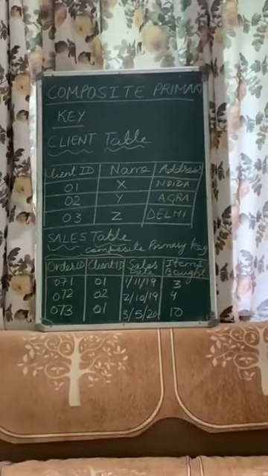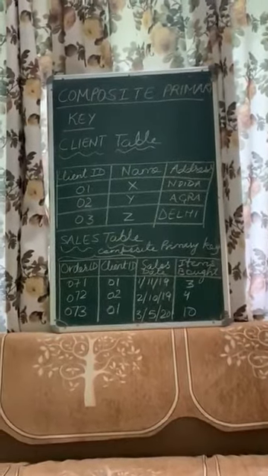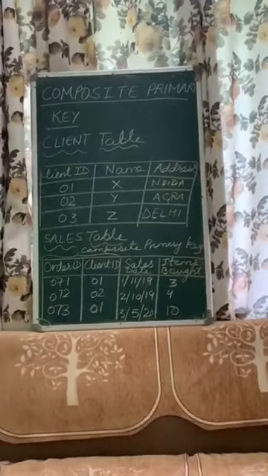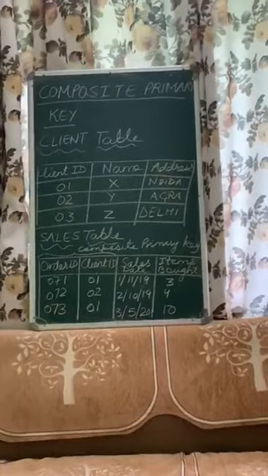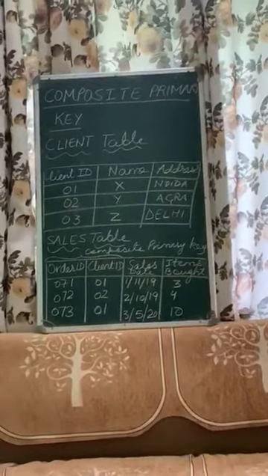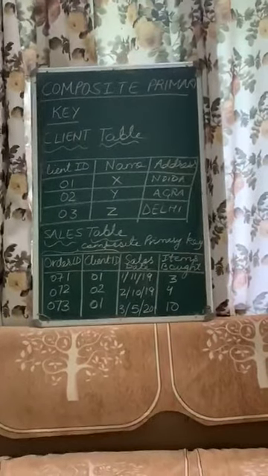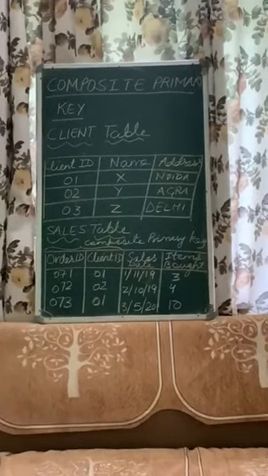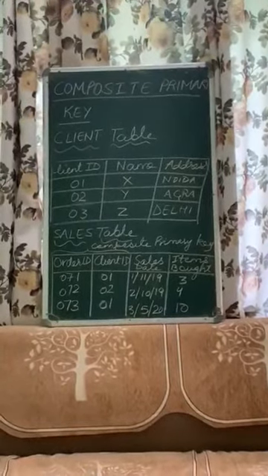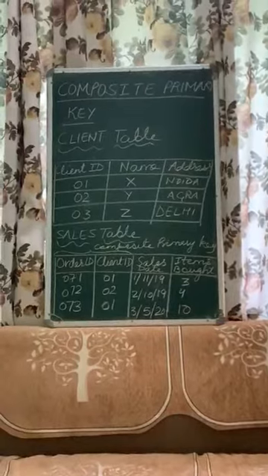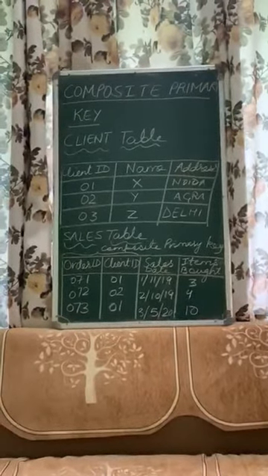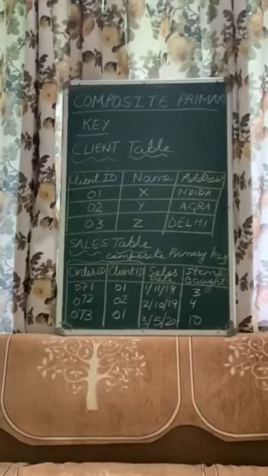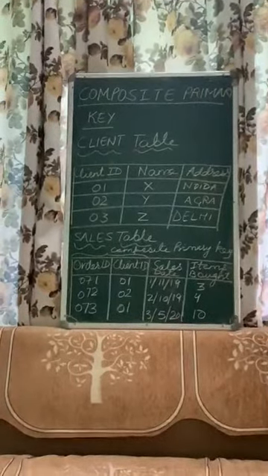Now when we go to another table, that is your sales table. In the sales table you have the entries, the client ID, from the client table it came. Now the order ID. Now every client is making an order for buying the product. So we have the order ID of the product. That means for example, you buy some product, it has been given an ID. So it is the order ID.